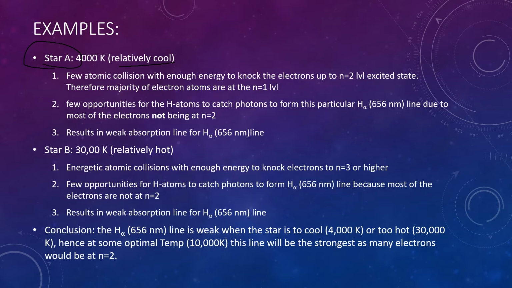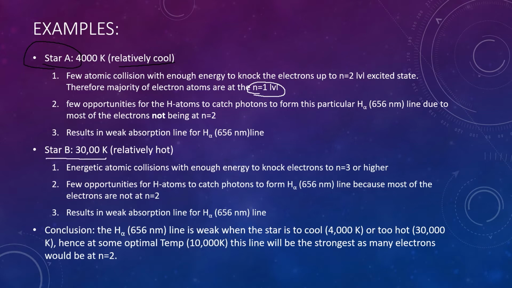It will have few atomic collisions with enough energy to knock the electron of a hydrogen up from level 1 to the level 2 excited state, meaning the majority of electrons are at level 1. When an electron pops up from level 1, it absorbs an ultraviolet photon, meaning there will be few hydrogen atoms able to form this particular hydrogen alpha line, since they're not at level 2, they're at level 1. Once they hit level 2, they can move up to level 3, resulting in the hydrogen alpha line. Because there are so few opportunities for this to occur, it results in a weaker absorption line for hydrogen alpha.